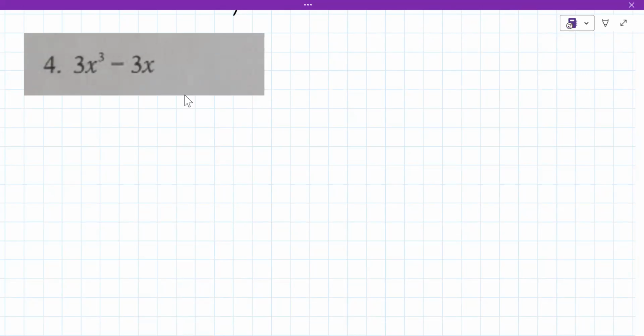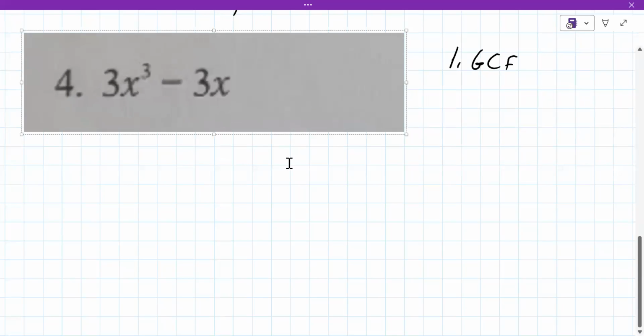There's a bunch of different types of factoring that we're going to do today. The first one is GCF, greatest common factor. What is the GCF? What goes into both 3 and 3? The biggest number that goes into 3 and 3. I would say 3. Very good. That's part of it. Now you've got x cubed and x to the power of 1. What is the smaller exponent between them? X to the power of 1.